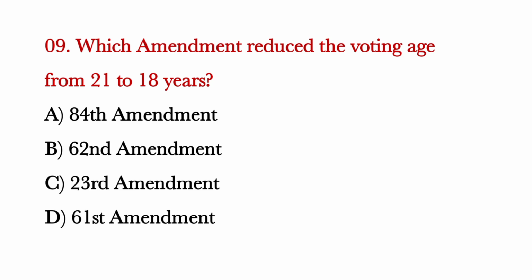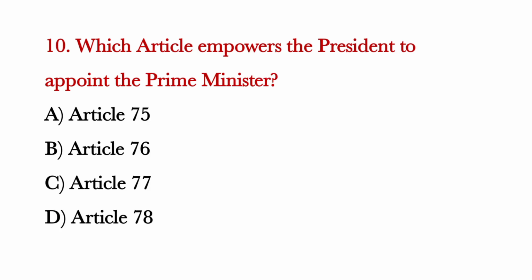Which amendment reduced the voting age from 21 to 18 years? Correct answer is option D, 61st Amendment. Which article empowers the President to appoint the Prime Minister? Correct answer is option A, Article 75.